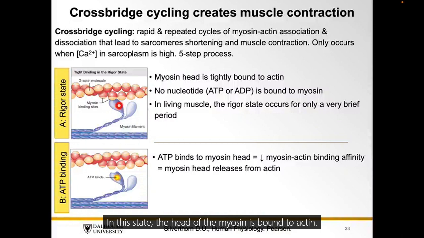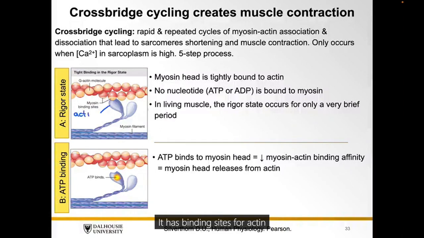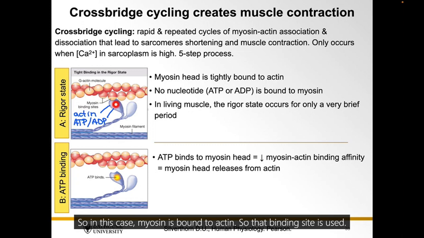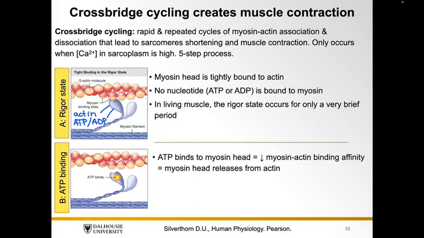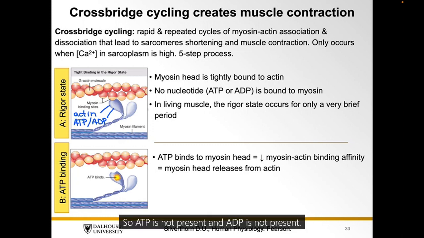In this state, the head of the myosin is bound to actin. Now, remember that when we discuss myosin head, we said that the head of the myosin has binding sites for two things. It has binding sites for actin, and it has binding sites for ATP and ADP. So in this case, myosin is bound to actin, so that binding site is used, but this is the only state where no nucleotide is bound to the myosin head. So ATP is not present and ADP is not present.